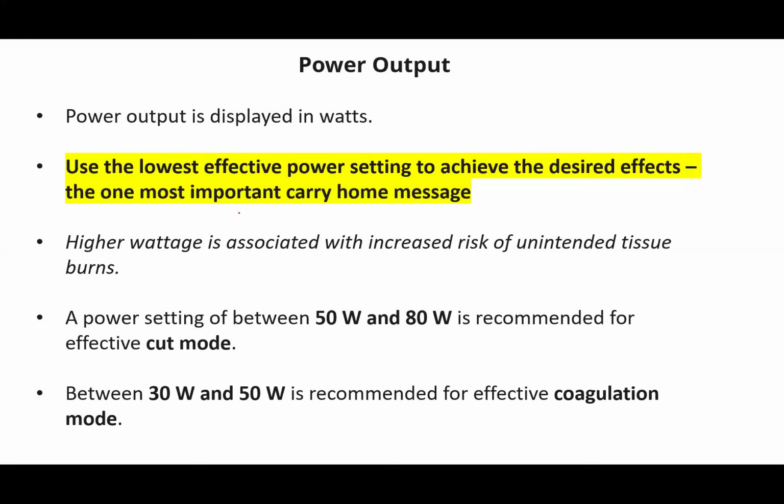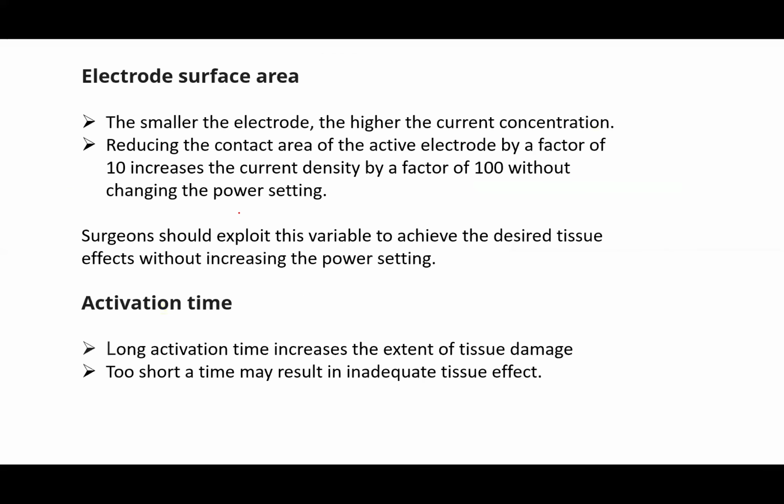A power setting between 50 to 80 watts is recommended for effective cut mode. Between 30 to 50 is recommended for effective coagulation mode. When I'm operating in the bowel, I normally use energy less than 25, usually. Maximum, I don't go above 30 watts of my setting. So you see the risk of complications is least, and of course, you get your desired effect.